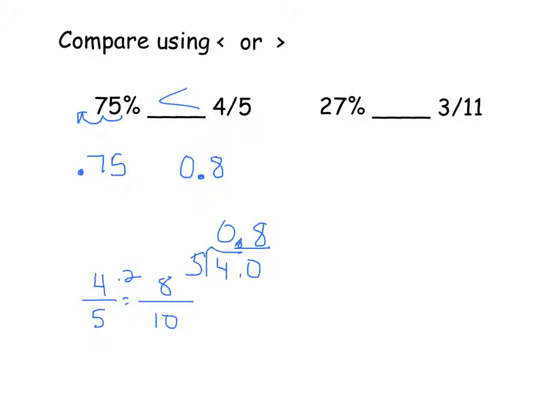All right, let's do this one. We move the decimal back, so that's 0.27, and I'm going to divide 11 into 3.